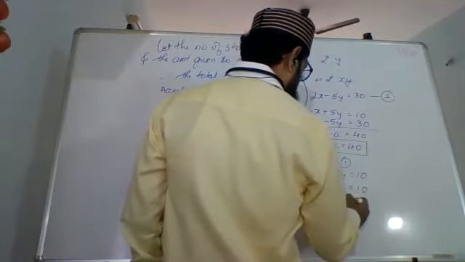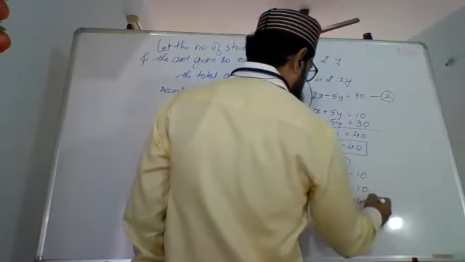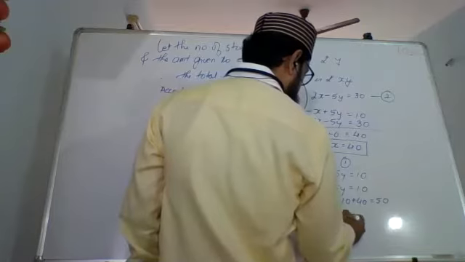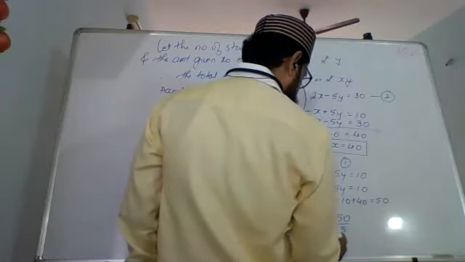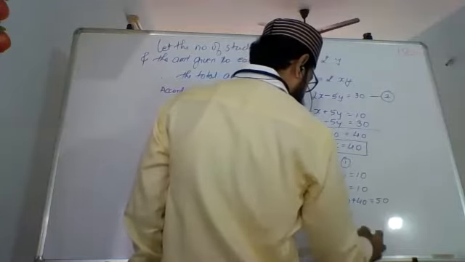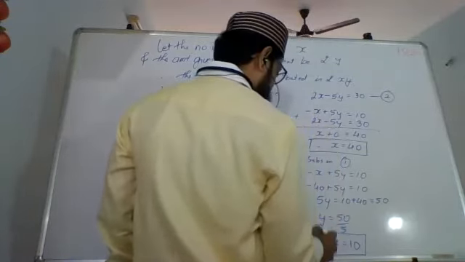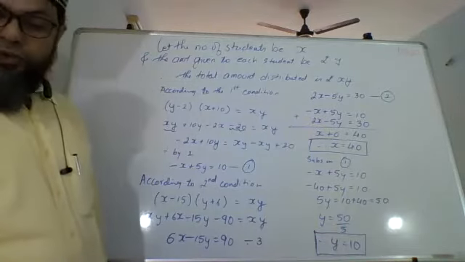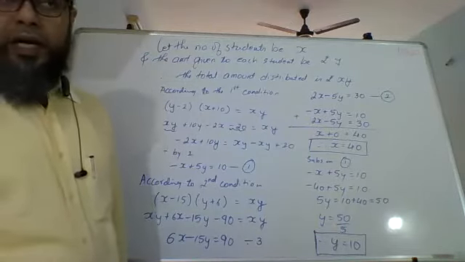5y equals to 10 plus 40, which is equal to 50. Y equals to 50 upon 5. Therefore, y equals to 10. So I've got x equals to 40, y equals to 10.